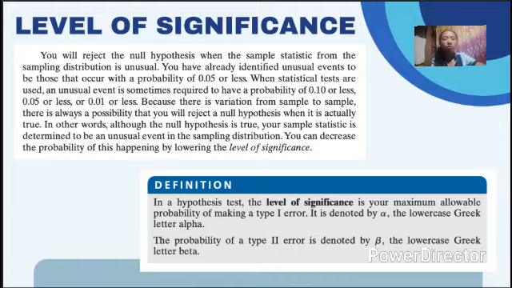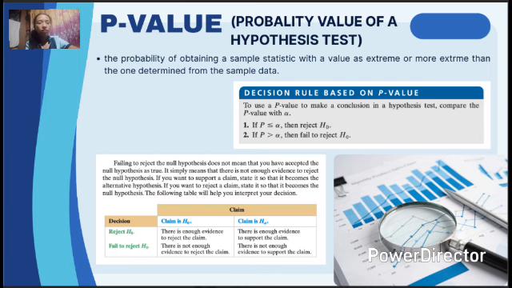The level of significance is defined as the maximum allowable probability of making a type 1 error. It is denoted by alpha, the lowercase Greek letter alpha. The probability of a type 2 error is denoted by beta, the lowercase Greek letter beta.